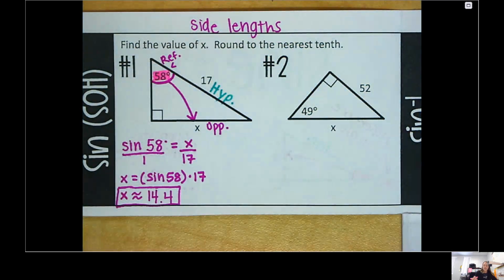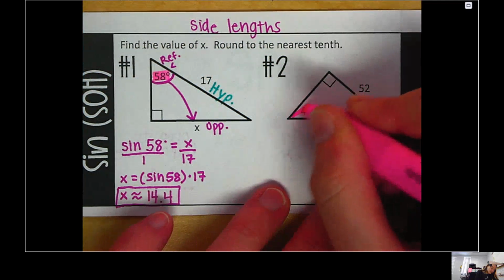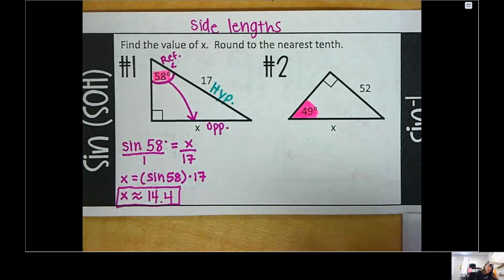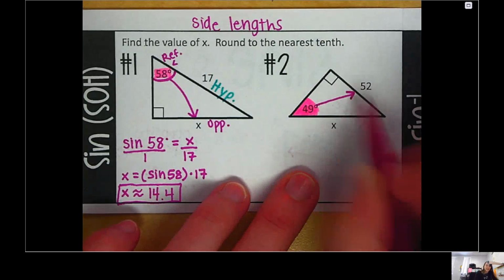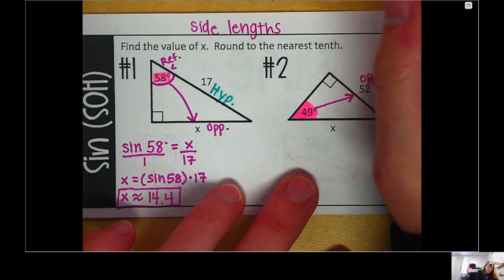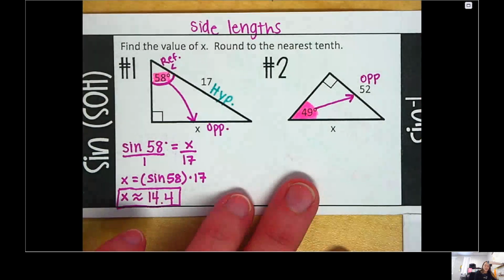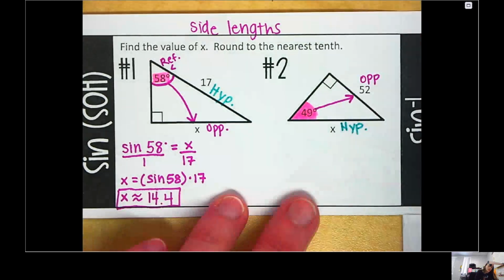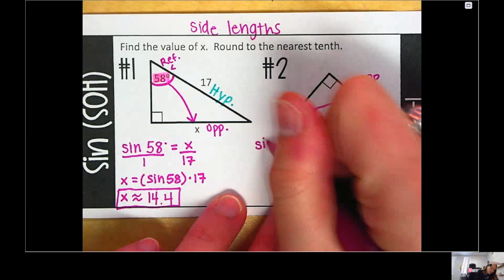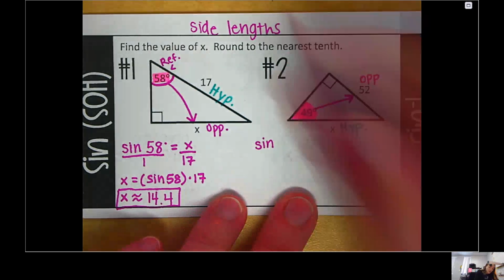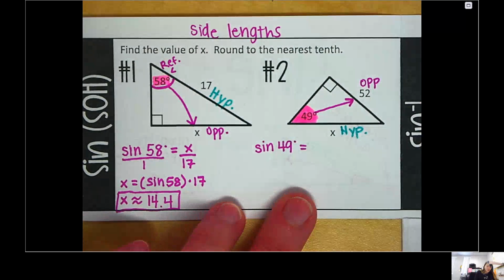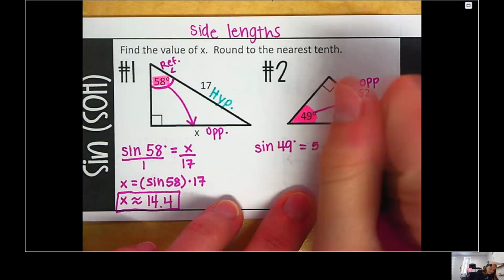First thing I have to do is find my reference angle. My reference angle is the one that is given to me that's not the 90. So my reference angle is the 49. Directly opposite of the 49, right across, is 52. So this side is my opposite side. And my hypotenuse is the side across from the 90. So the sine of my reference angle, the sine of 49 degrees, is opposite over hypotenuse, so 52 over x.